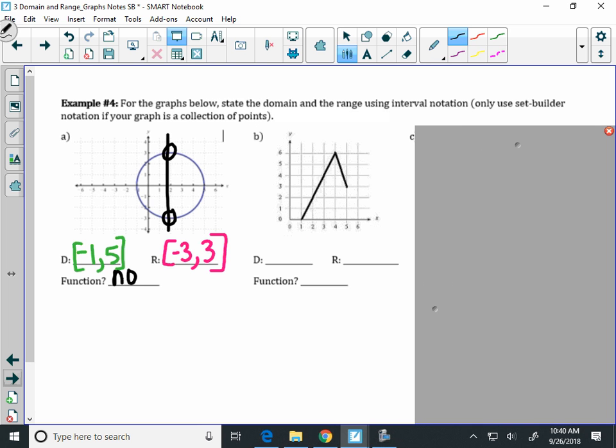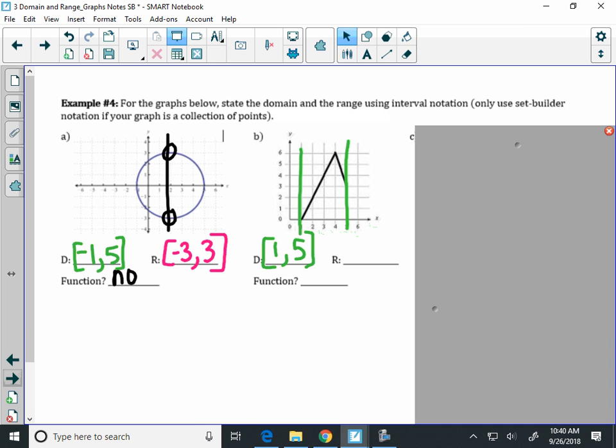On B, same kind of thing. Let's start with our domain, left to right. This is my farthest to the left value. That's at 1. There's a closed dot there, so it's a square bracket. And all the way to the right is at 5, which also gets a square bracket.